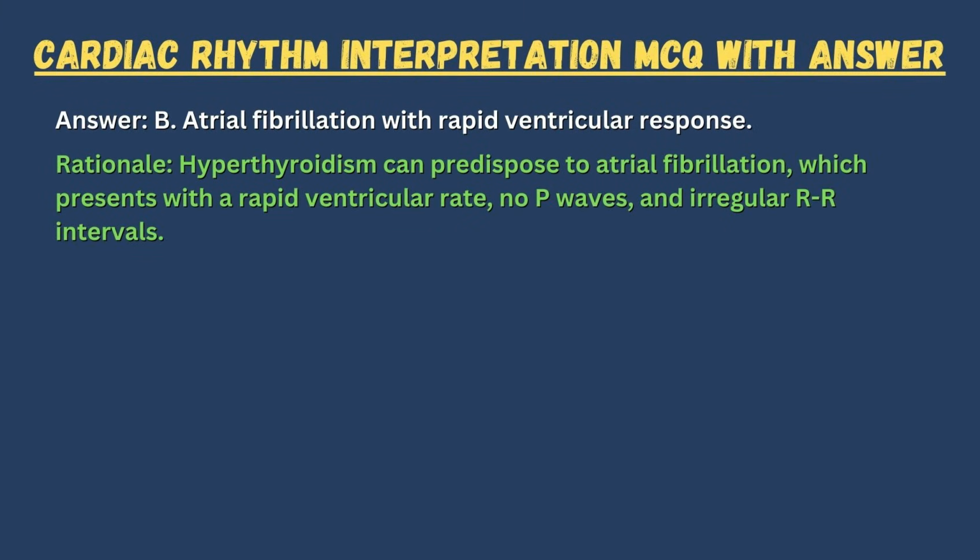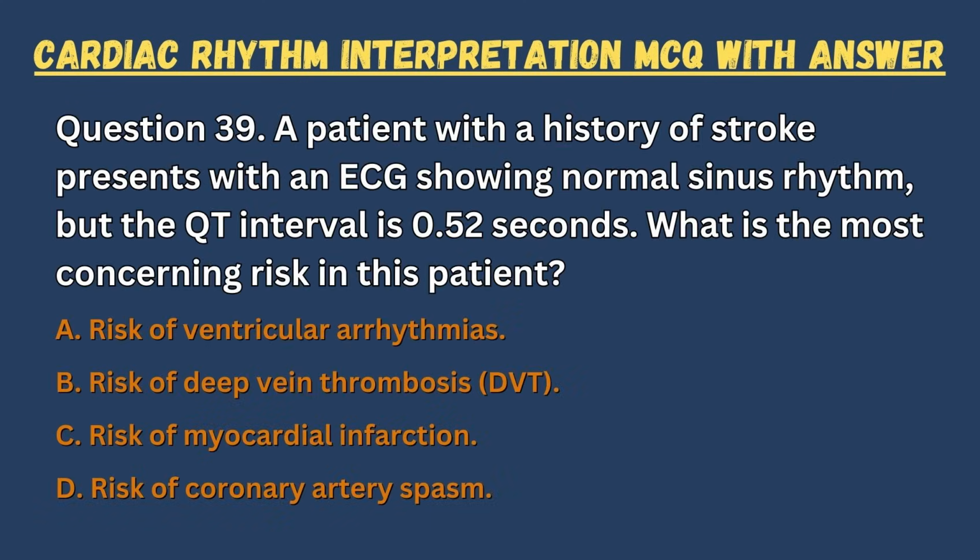Answer: B. Atrial fibrillation with rapid ventricular response. Rationale: hyperthyroidism can predispose to atrial fibrillation, which presents with a rapid ventricular rate, no P waves, and irregular RR intervals.